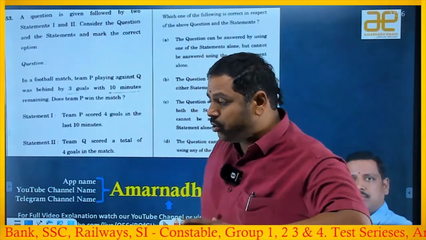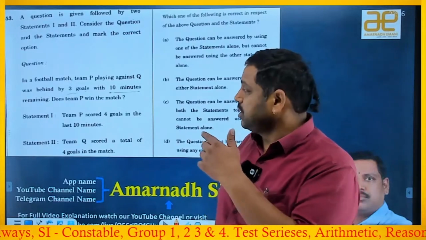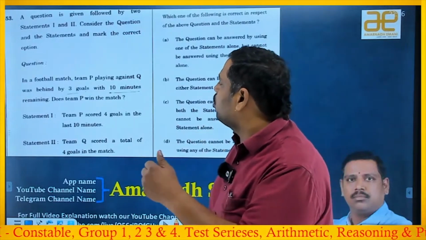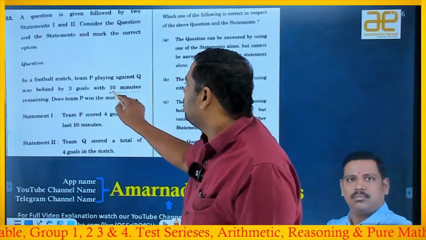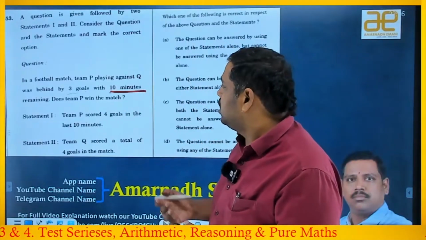Okay. For P to win, does it have to score only 3 goals or more than that? 4 goals it has to score. Okay, first one. Team P scored 4 goals in the last 10 minutes. So 10 minutes left means that is the last 10 minutes. In the last 10 minutes, how many goals did it score?